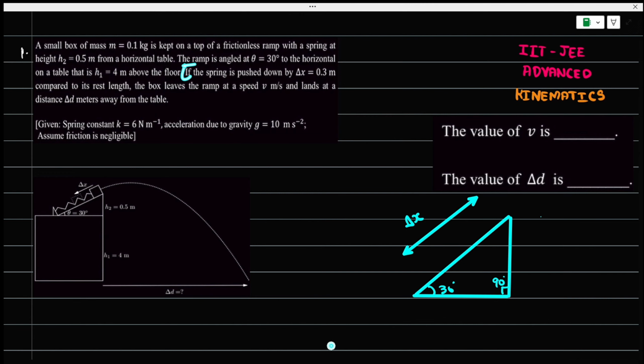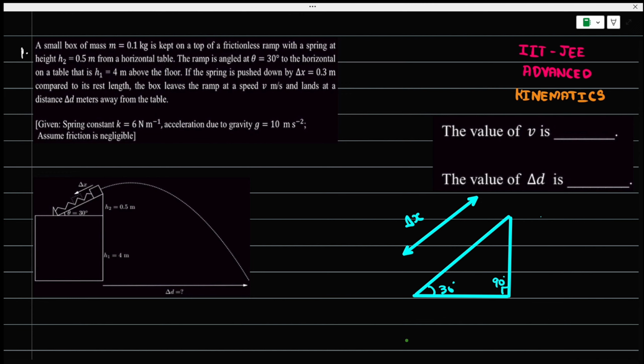The spring is pushed down by delta x equal to 0.3. Now this is the distance by which the spring could be compressed. And to its rest length, the box leaves the ramp at speed v meter per second and lands at a distance delta d away from the table. Given spring constant k equal to 6 Newton per meter and acceleration due to gravity is 10 meter per second square. Friction is negligible in this case.